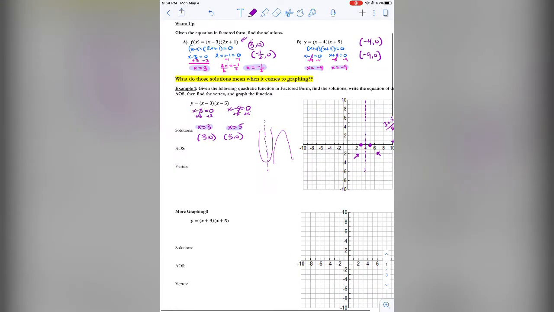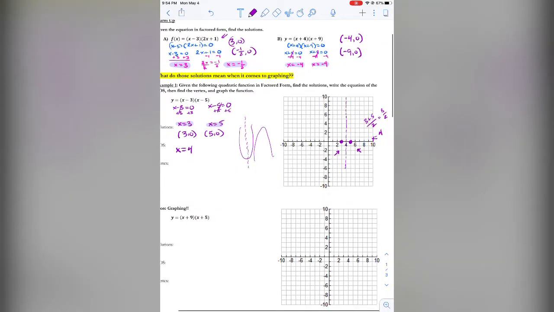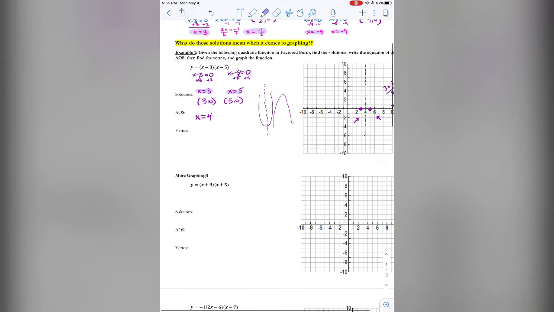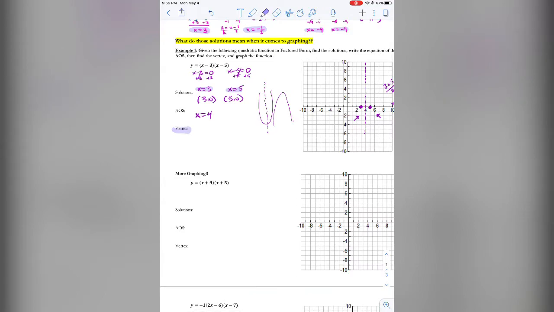We're going to do a few more, but again, remember that your axis of symmetry is always in between the 2 points, the middle of the 2 points. All we did was take our point at 3 and our point at 5 and find the middle of the 2, which is essentially just the average of the 2 points. Now the other thing is that we know our vertex is on the axis of symmetry.